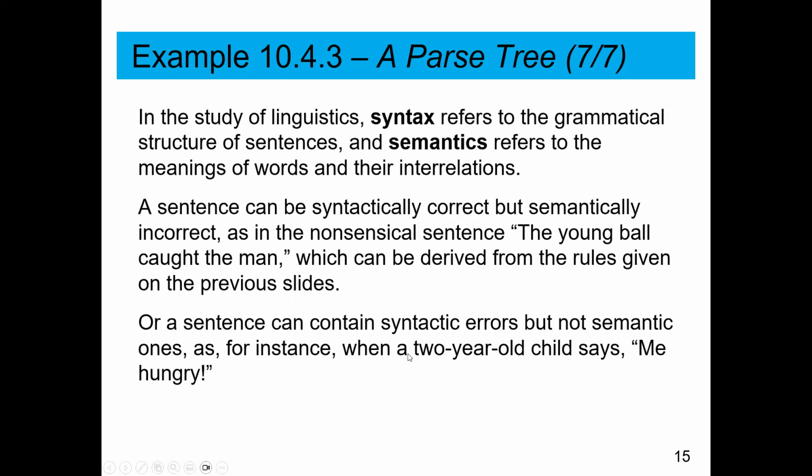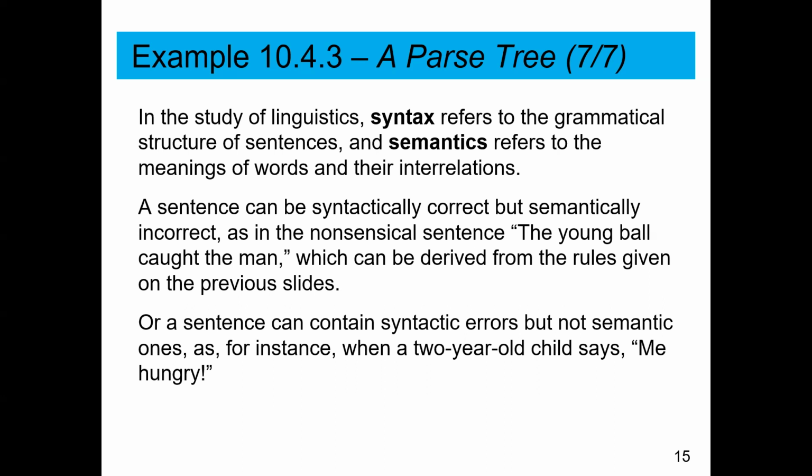Now, in the study of linguistics, semantics talks about the grammatical structure of sentences. And semantics refers to the meaning of words and their interrelations. In other words, how are they connected? So if you switch two words, a sentence can contain something like "the young ball caught the man." And that is nonsensical because balls can't be young.